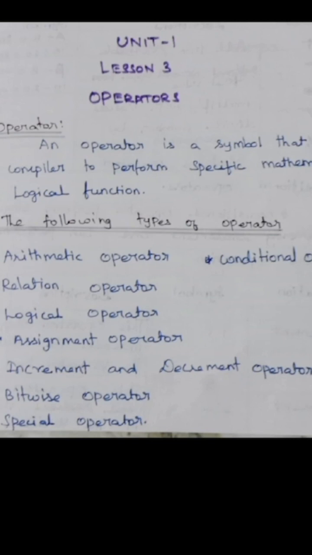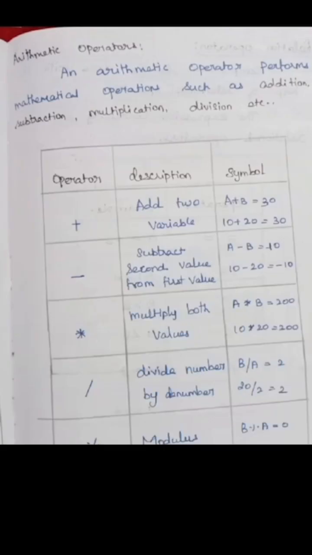The next topic is operators. An operator is a symbol that tells the compiler to perform specific mathematical or logical functions. The following types of operators: arithmetic operator, relational operator, logical operator, assignment operator, increment and decrement operator, conditional operator, bitwise operator, and special operator. Arithmetic operators. Arithmetic operators perform mathematical operations such as addition, subtraction, multiplication, division, etc.